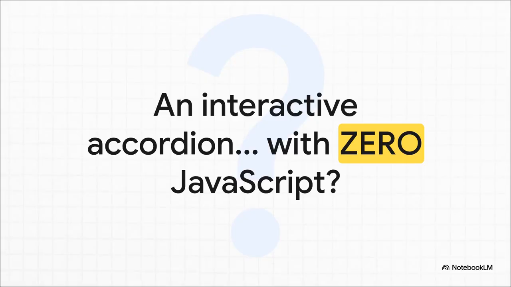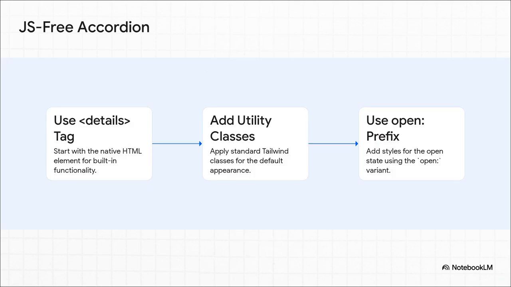Let me ask you this. How would you build an interactive accordion? You know, for an FAQ section where you click a question and the answer drops down. You're probably thinking, okay, I need some JavaScript to handle the click events, to toggle a class, manage the state, right? I mean, you have to. But what if you didn't? What if you could build a fully working one with zero JavaScript? The secret here is actually ridiculously simple. It's a beautiful little hack.